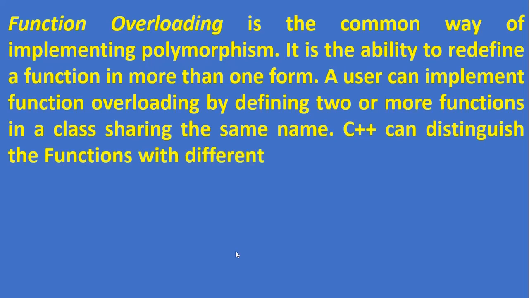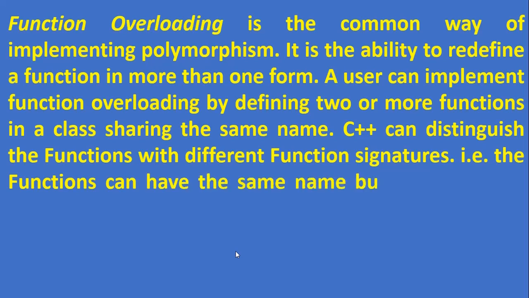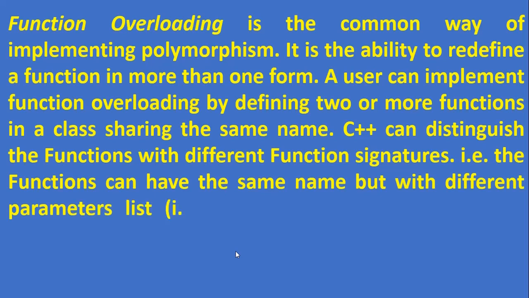As you can see on the screen, function overloading is a common way of implementing polymorphism. It is the ability to redefine a function in more than one form. A user can implement function overloading by defining two or more functions in a class. You can declare a class, or do it without a class in C++, but other object oriented programming languages require a class for that. Sharing the same name, C++ can distinguish the functions by their different function signatures.